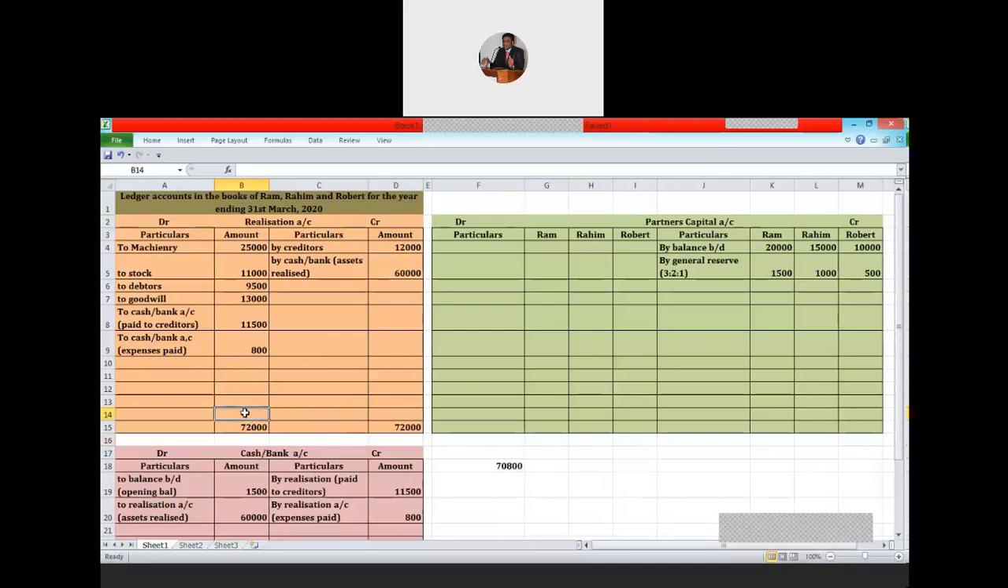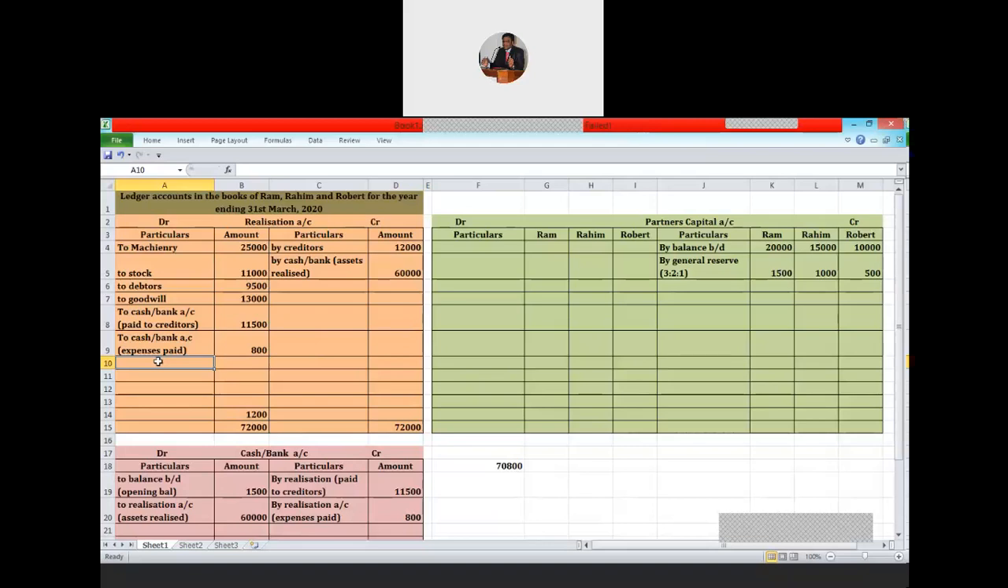So what is the total profit on account of dissolution? Let us check now. The difference between the credit and debit balances, so 1200 is the profit on account of dissolution. This 1200 should be transferred to Ram, Rahim and Robert.